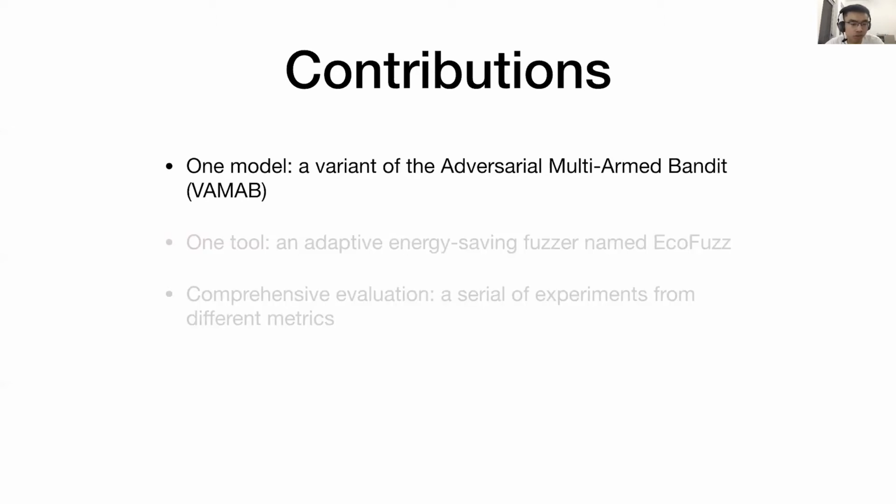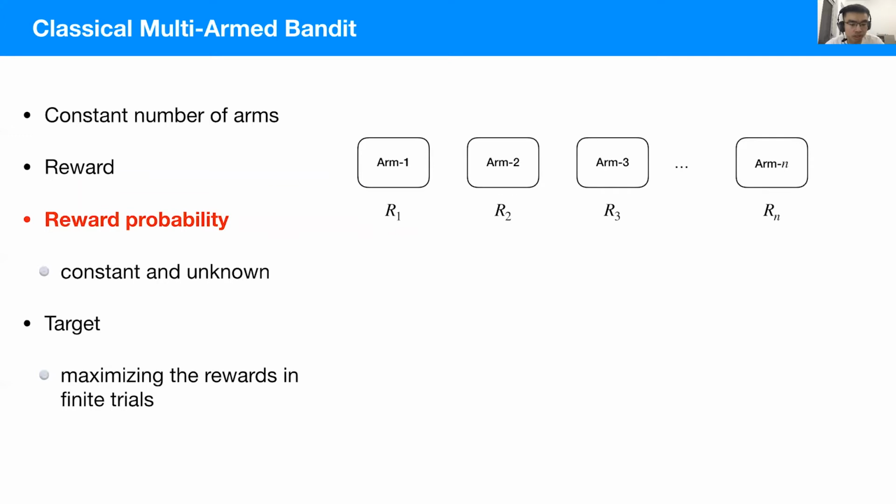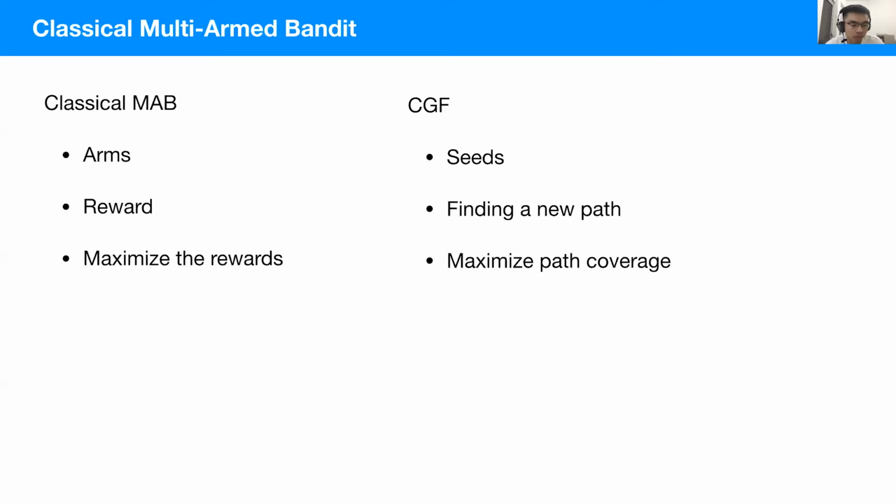Let's introduce our model. Our model is derived from the classical MAB. Supposing there are a constant number of arms, we can do some trials on each arm to get a reward. The probability of playing an arm to get a reward is defined as the reward probability. It is constant and unknown in the classical MAB. Our target is maximizing the rewards in infinite trials. For combining the MAB with CGF, it is natural to regard the arm in MAB as a seed in CGF, and the reward in CGF is generating a test case to find a new path.